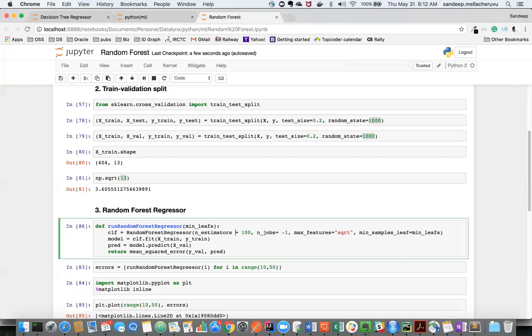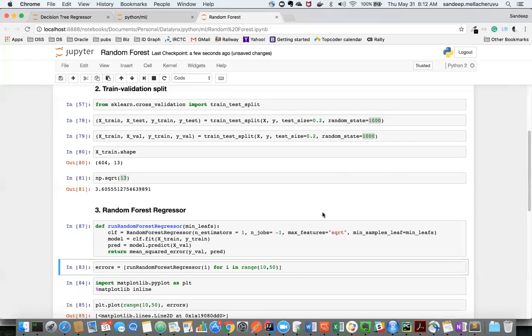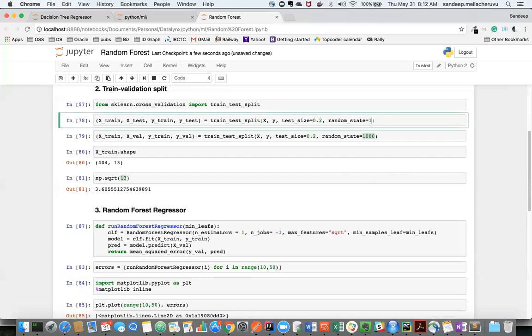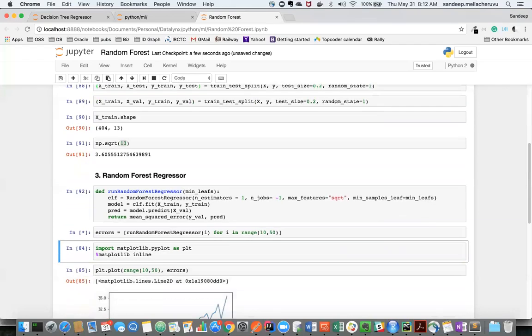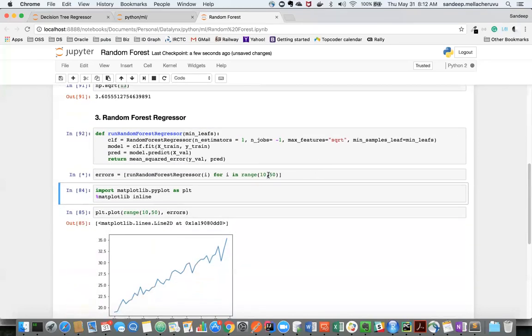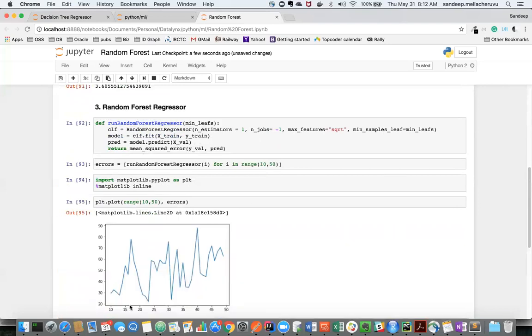Is this clear? So you want us to change the numbers for the estimators, not for the random states? No, both. Okay. So for example, for number of estimators equal to 1, let me show you. Random state equal to 1, number of estimators equal to 1. What happens now? Okay, let it run. Completed.